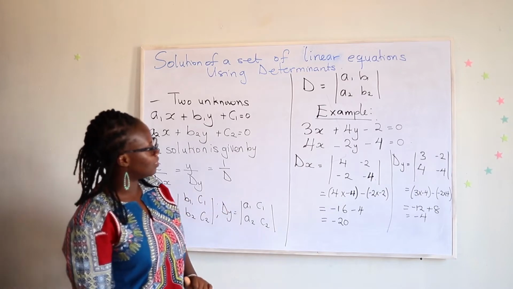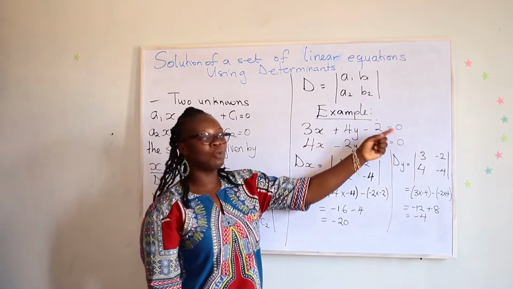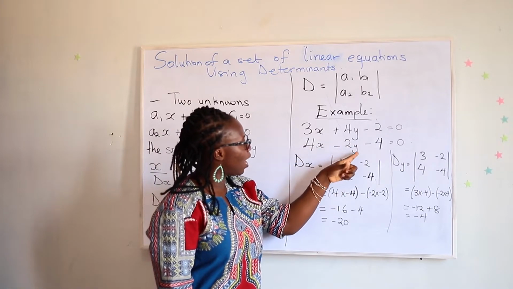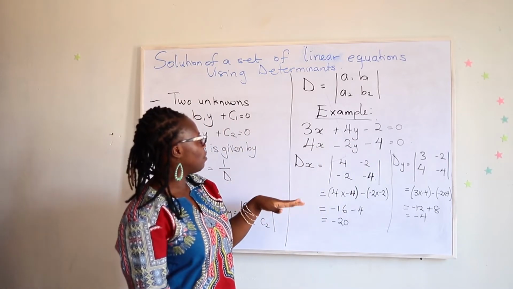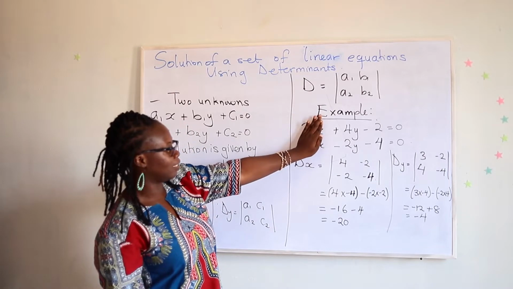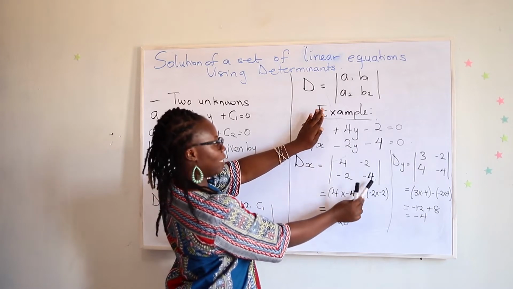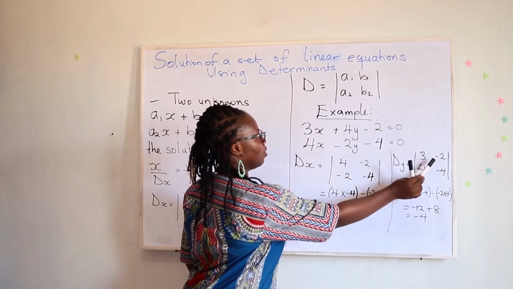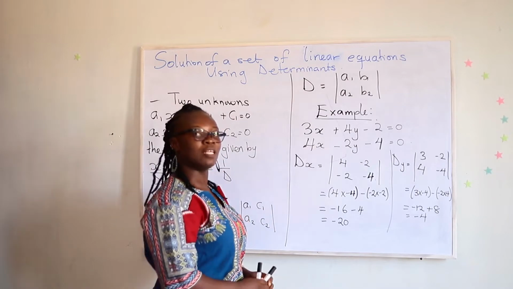So let's take this example. I have 3x plus 4y minus 2 equal to 0, then 4x minus 2y minus 4 equal to 0. Let's find the determinant if I cover up x. If you cover x, what are you seeing? I have 4, minus 2, minus 2, minus 4. Then if I cover up y, I have 3, minus 2, 4, minus 4. So let's find the determinants, which you already know.